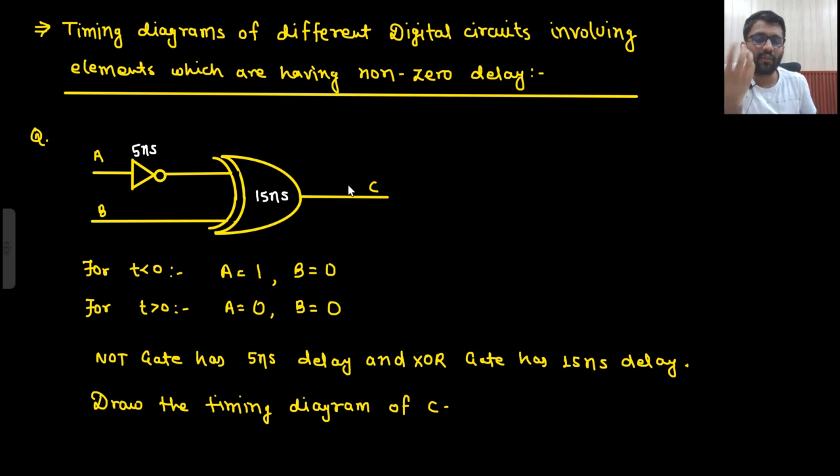So how will C look like? That you need to draw. Okay, so how do you need to solve these kind of problems without doing any error? If you want an error-free answer, then this is the method you need to follow.